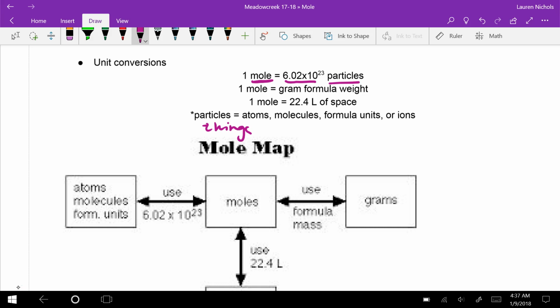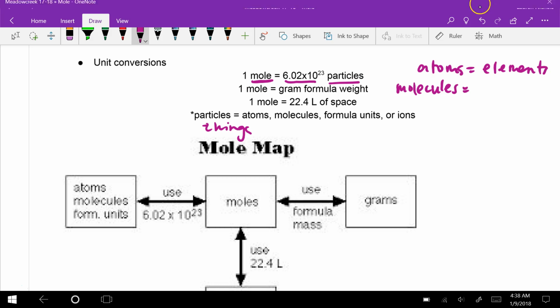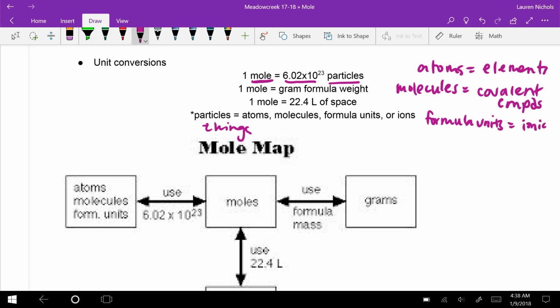Okay, and so remember, atoms go with elements, so it's just a pure element, whereas molecules refer to covalent compounds. And formula units refer to ionic compounds. Okay, so all of these things, and so what we've drawn here is this mole map.